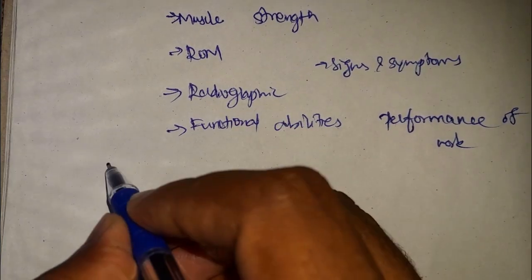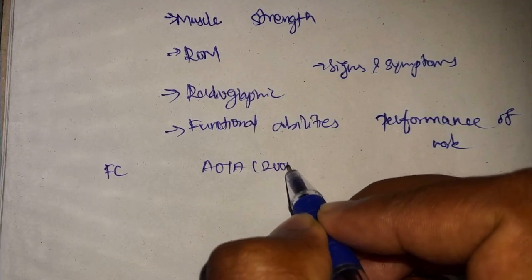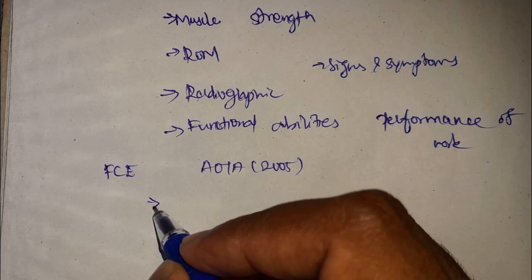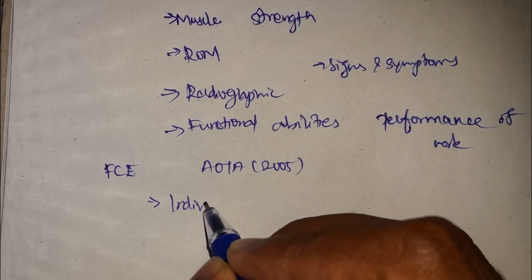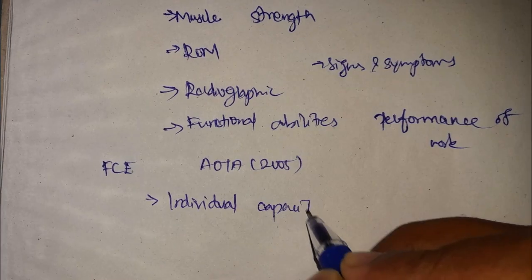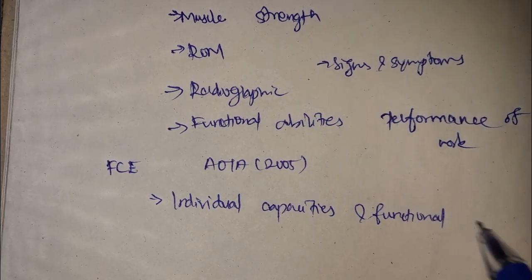AOTA, that is the American Occupational Therapy Association, in 2005 gave one definition. It is a systematic process of assessing the individual's physical capacities and functional abilities. This definition is given by AOTA.